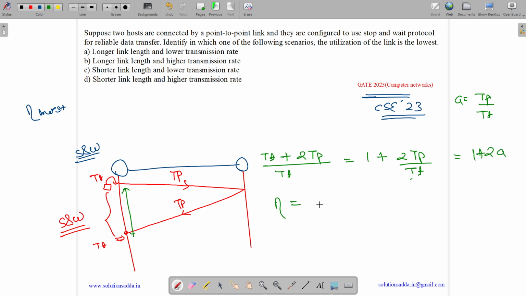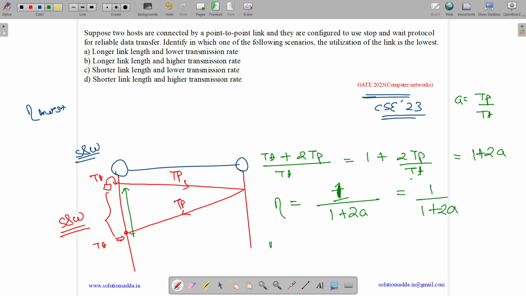Efficiency equals the work we are doing over the work we can do. We can do 1 plus 2A work, but we are sending only one packet. So the efficiency equals 1 upon 1 plus 2A.